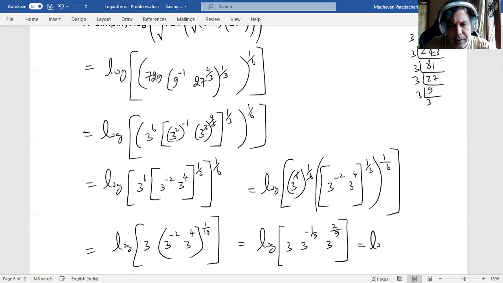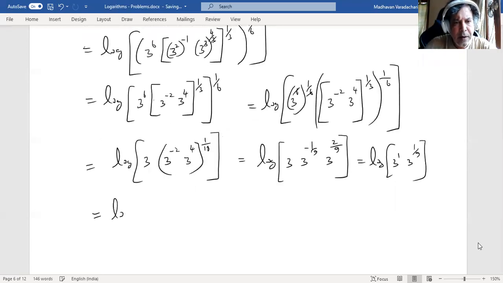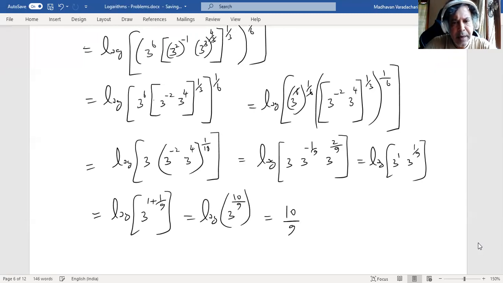Again, this is log 3. 3 means 3 power 1. 2 minus 1 is 1 by 9. So 3 power 1 by 9. That will get added: 3 power 1 plus 1 by 9, which is log of 3 to the power of 10 by 9, which can be written as 10 by 9 times logarithm of 3. That's the solution for this.